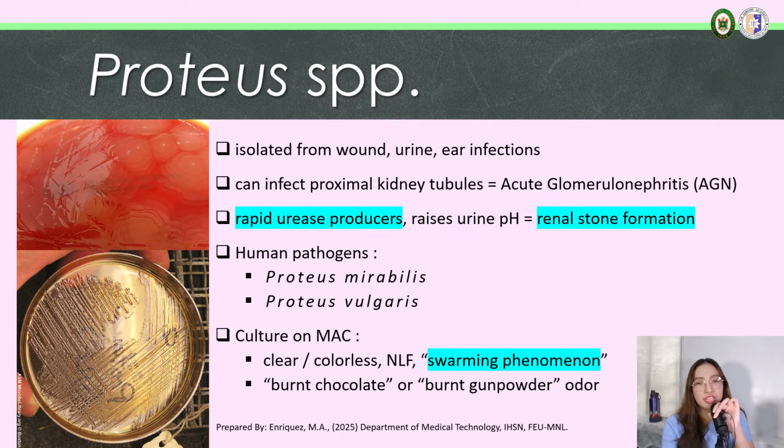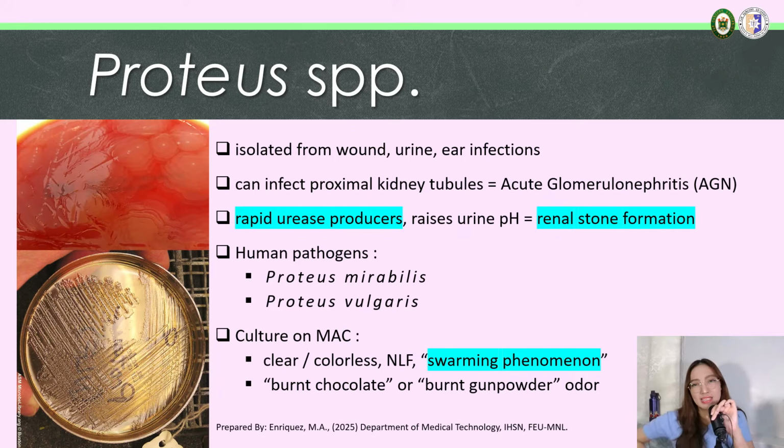All right? Now, there are many other species within the Proteus genus, but only these two are considered as human pathogens. So, Proteus mirabilis and Proteus vulgaris. Take note of their characteristic colony descriptions. They produce clear, non-lactose fermenting colonies with a swarming motility on MacConkey, as we can see right here on this photo. And even on BAP po, pwede rin natin ma-observe yung swarming motility nila.